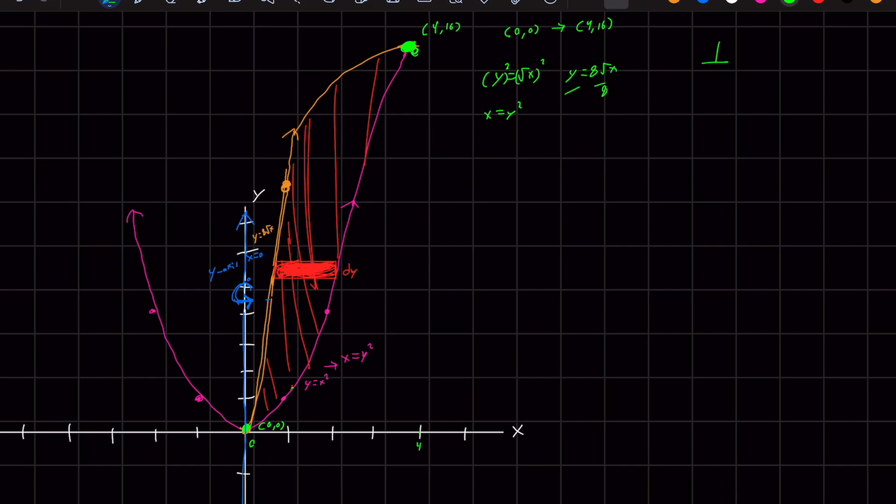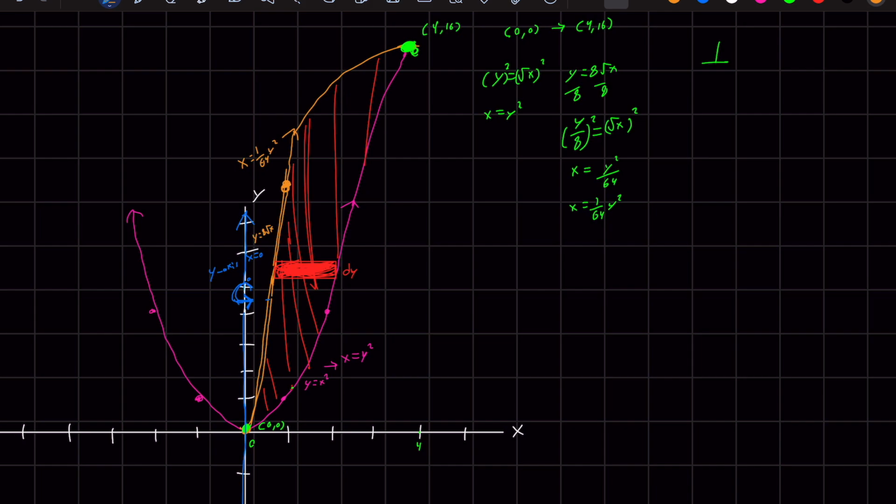So divide by 8. We have y over 8 equals radical x. Now again, just square it on both sides. So we get x equals y squared over 64, or x equals 1/64 times y squared. So that's going to be our orange function right here. So this is going to be x equals 1/64 y squared. Okay, we're in terms of y now.